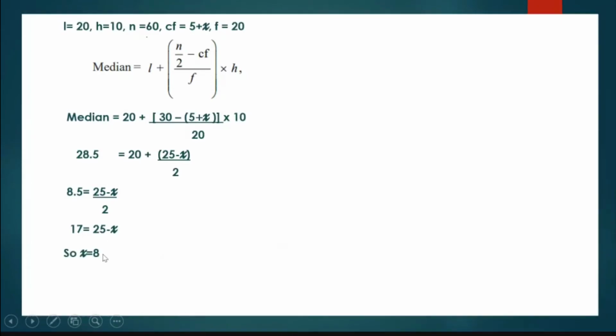Now x plus y, if you remember, was how much? X plus y came out to be 15. So if x plus y is 15, then y is equal to 7. I've got the values of x and y. X is coming out to be 8, y is coming out to be 7. So these are the two missing frequencies that I had to find out.